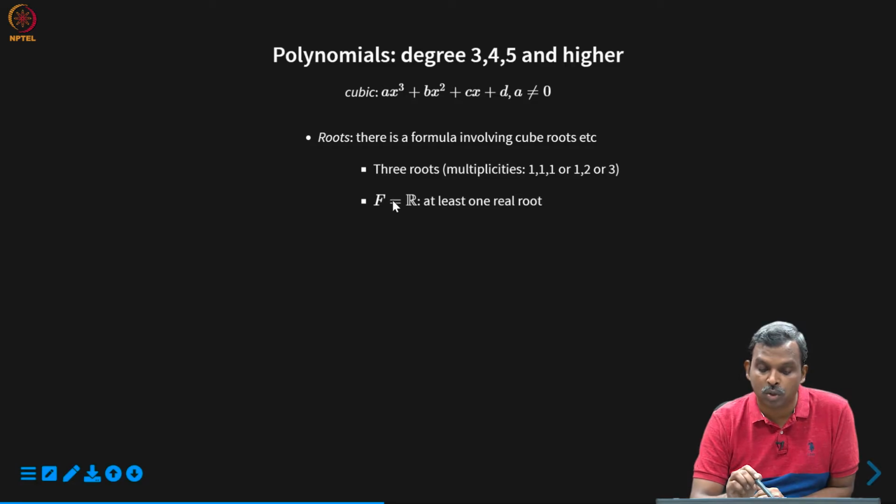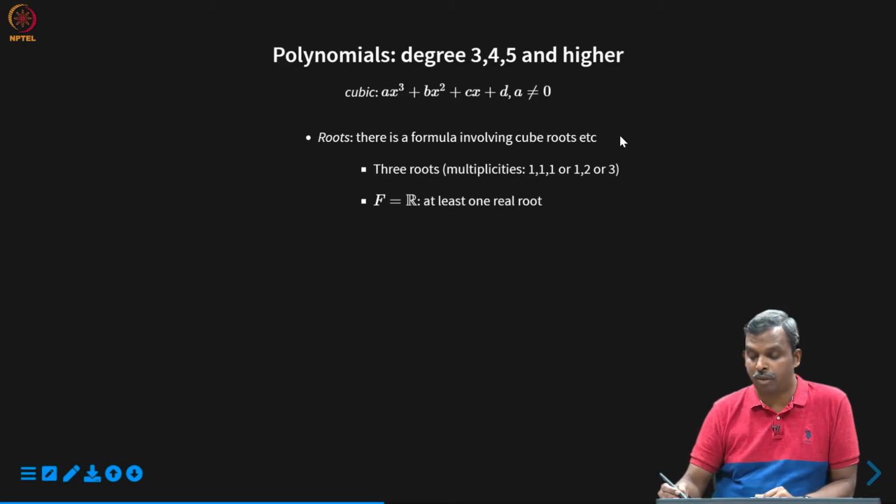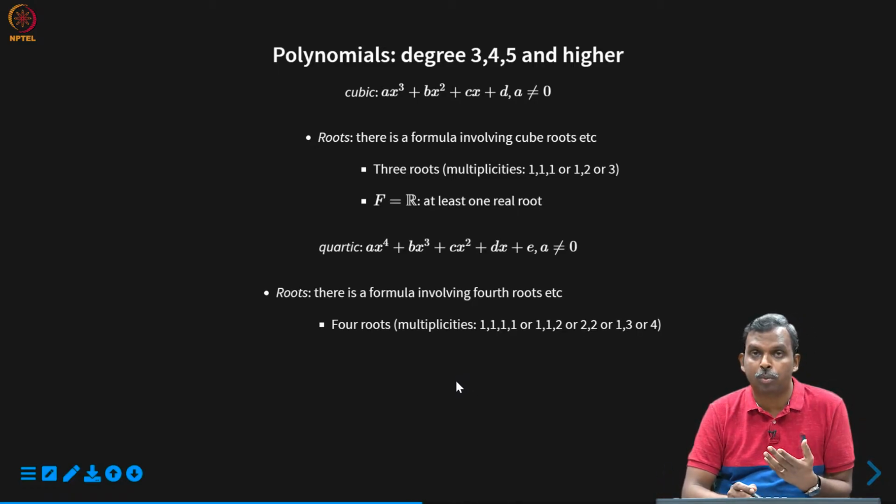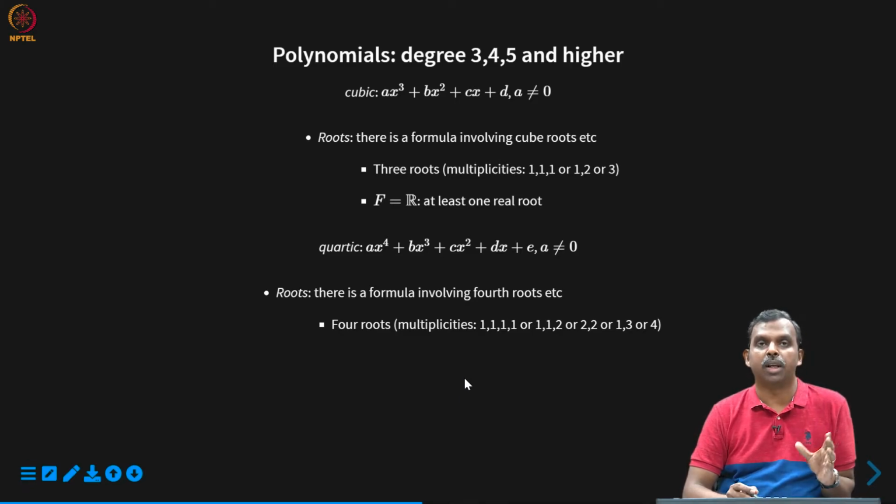So, F equals R is an interesting special case here, but the important thing is even for cubic polynomials there is an explicit formula involving cube roots, so one can find the answer. The same thing carries over to quartic polynomials. If you have degree 4 polynomials, it turns out there is a formula involving fourth roots, maybe square roots, etc. Some radicals are involved. You can find an explicit formula for quartic polynomials also.